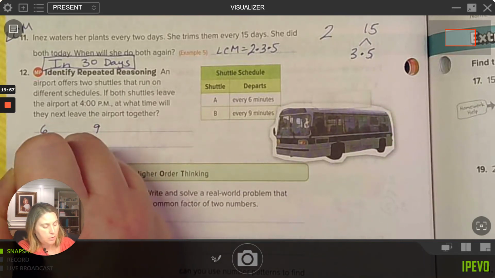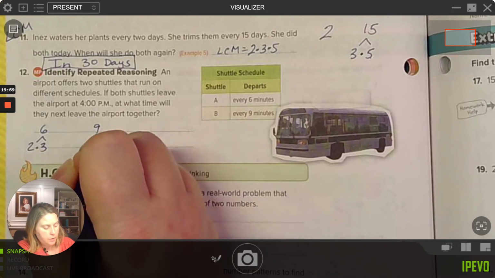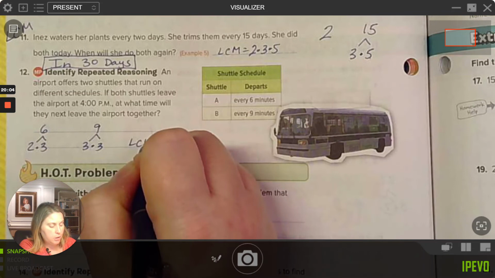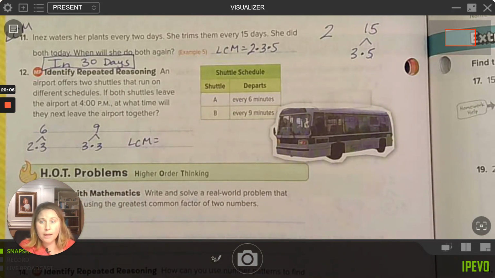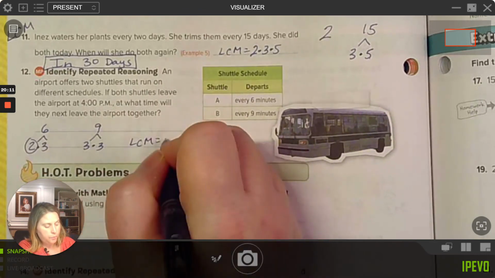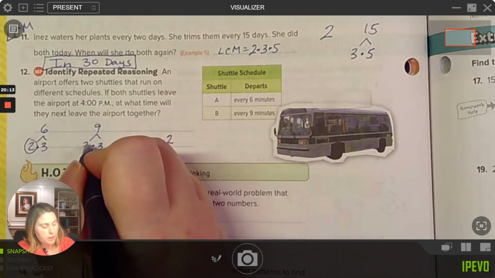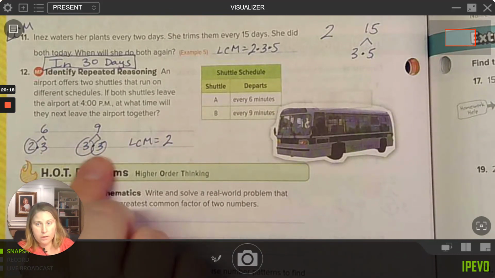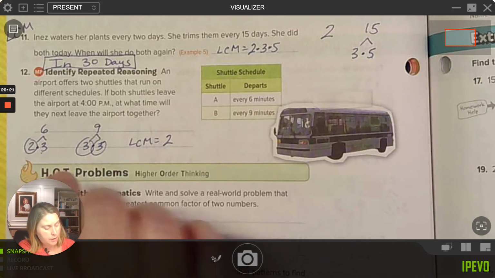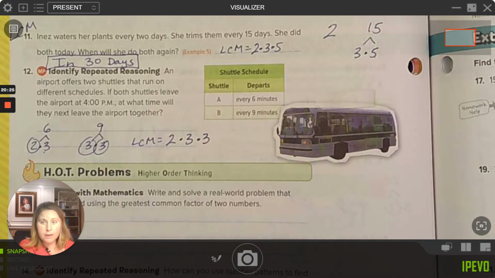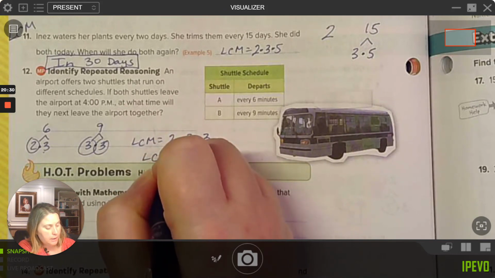6 can be broken down into 2 times 3. 9 can be broken down into 3 times 3. Since we're looking for the least common multiple, we're looking for factors that occur in at least one of the numbers. It doesn't have to be in both. So they have 2. And then as far as 3s, we have more here than there. So we're not going to count this here and here. We're just going to count these 2, okay, because that covers this 3. So 2 times 3 times 3. 2 times 3 is 6. Times 3 is 18. So our least common multiple is 18.